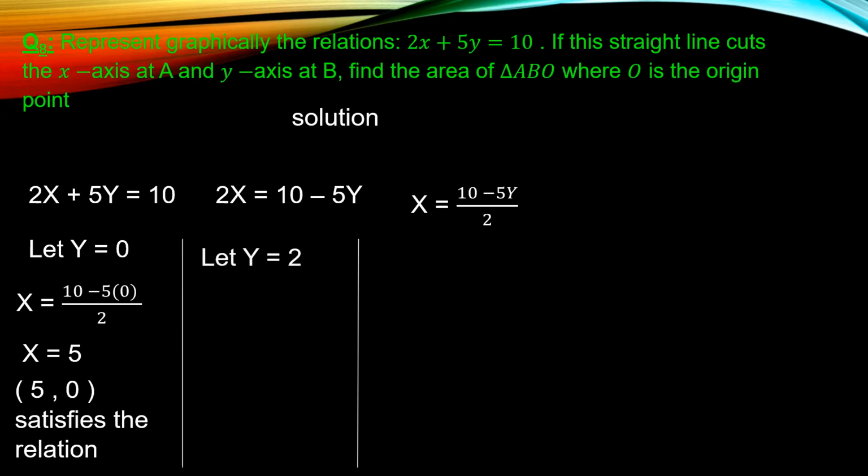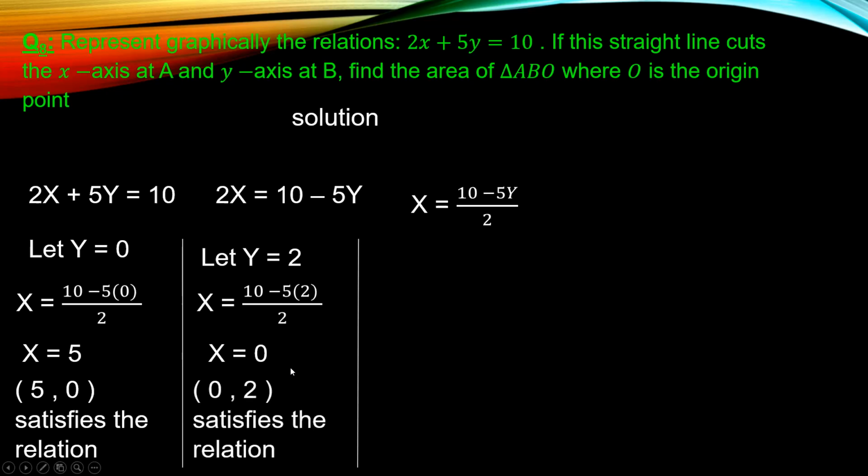Here let the value of y equal 2 and substitute it in this equation. So x equals 10 minus 5 times 2 over 2. 5 times 2 equals 10. So x equals 0 divided by 2 equals 0. So this ordered pair will be (0, 2) and it satisfies the relation.